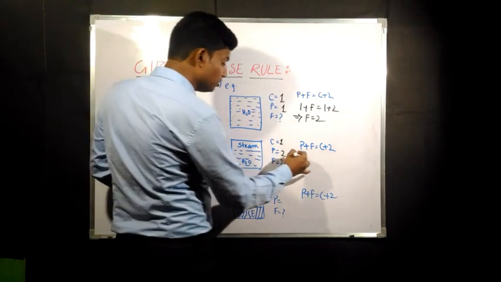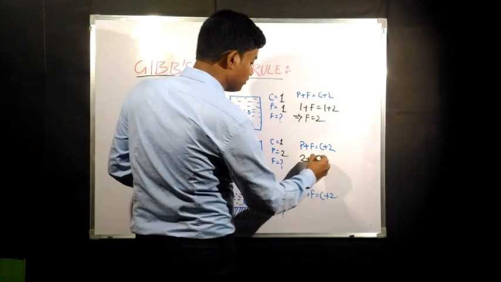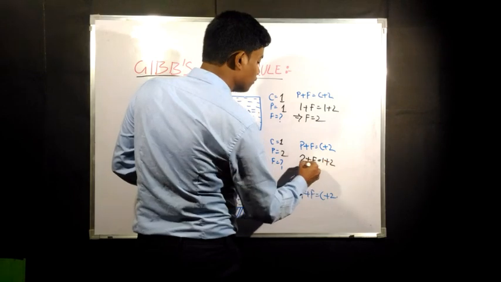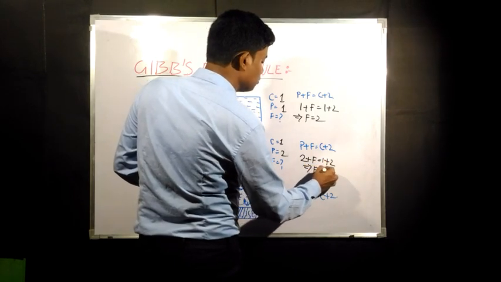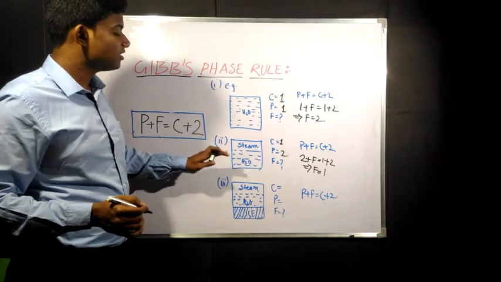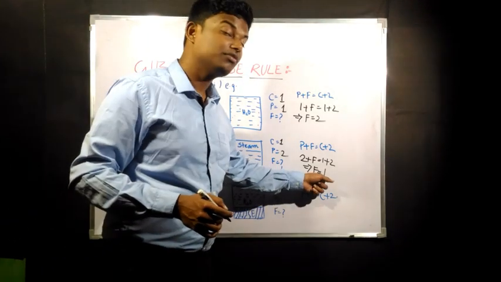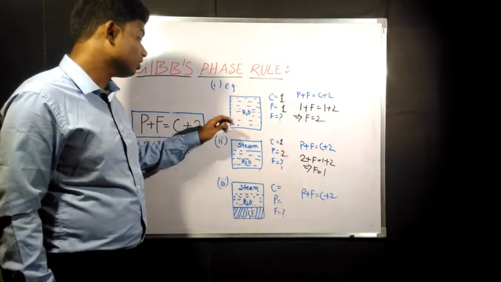If we put the values, we will get 2 plus F equals 1 plus 2. From here we will get F equals 1. So for this system, if we fix only one of the properties, we will find out all the properties of this system.